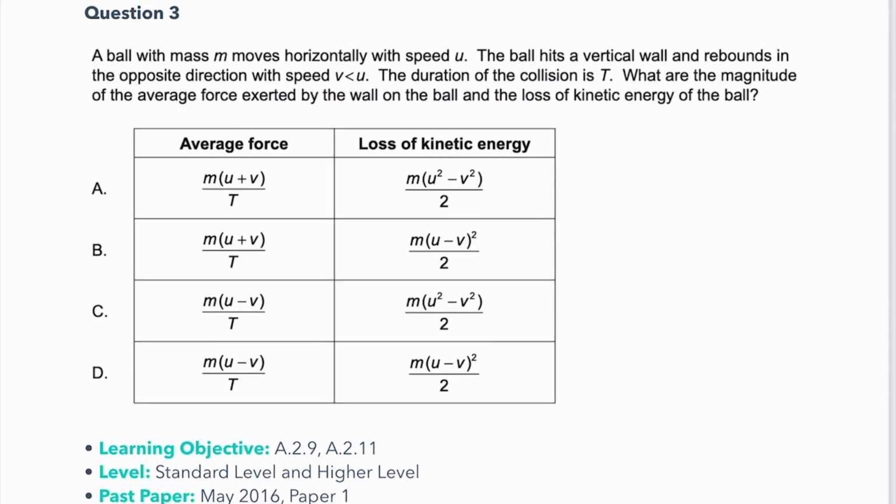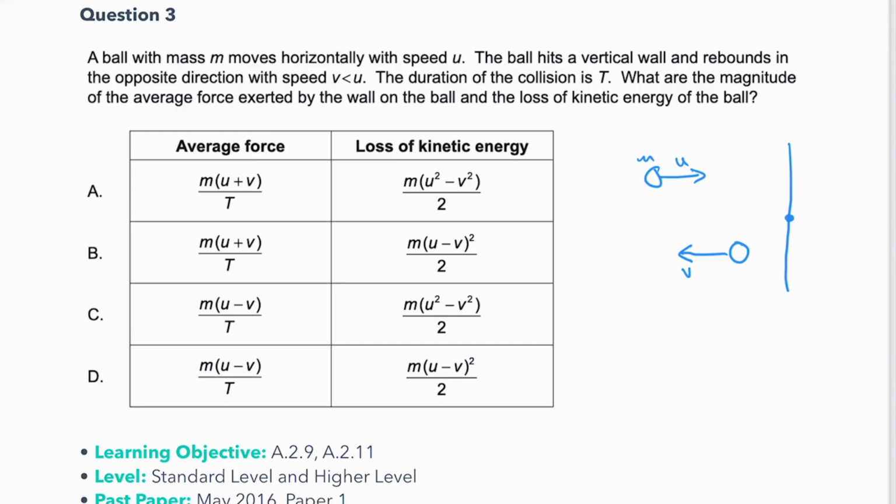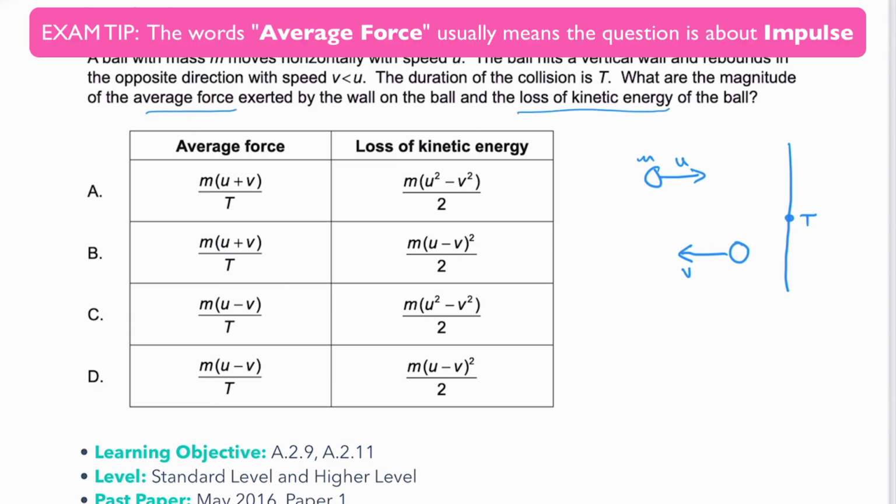Question 3. A ball with mass m moves horizontally with speed u. The ball hits a vertical wall and rebounds in the opposite direction with a speed v, which is less than u. The duration of the collision is t. So as it hits the wall, it's in contact for t. What are the magnitude of the average force exerted by the wall and the loss of kinetic energy? Can I give you a massive hint? Every time you see the word average force, you are dealing with impulse. It's the only time, really, in physics that you see the word average force.